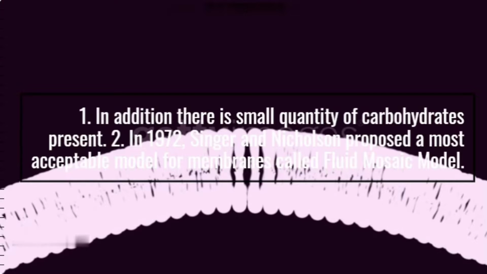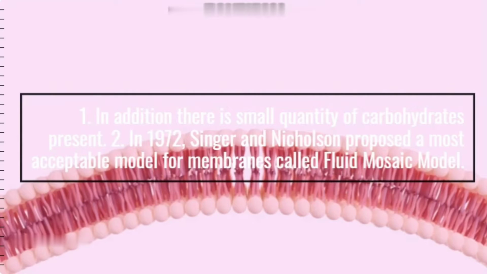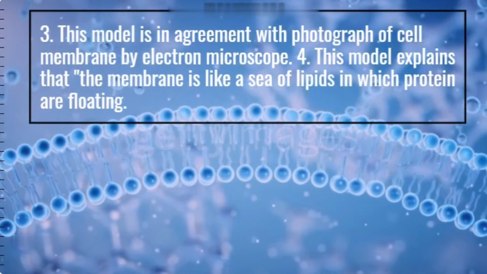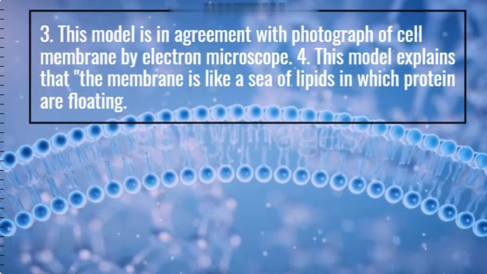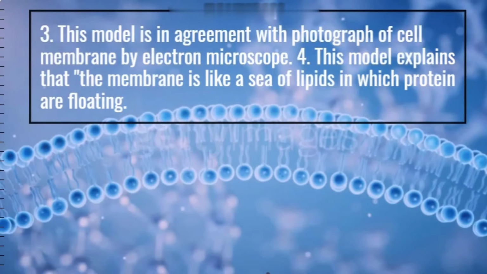In 1972, Singer and Nicolson proposed the most acceptable model for membranes, called the fluid mosaic model. This model is in agreement with photographs of the cell membrane by electron microscope. This model explains that the membrane is like a sea of lipids in which proteins are floating.